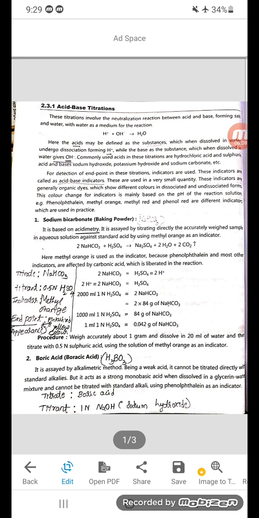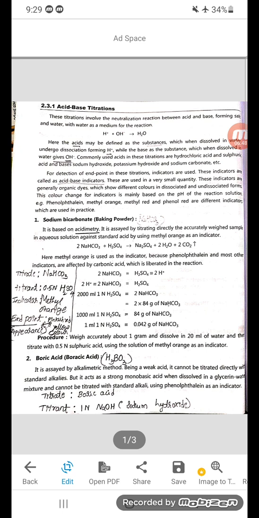As boric acid is a very weak acid, it can't be titrated accurately with the standard alkali. But when it is dissolved in a glycerin water mixture, it acts like a strong monobasic acid. So boroglycerate formation will be there and it can be titrated with the standard alkali using phenolphthalein as an indicator. You can notice the reaction here.